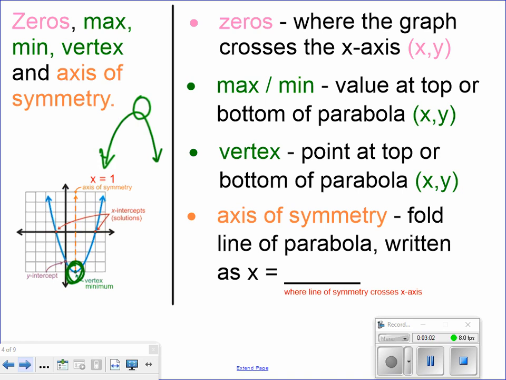Your axis of symmetry, this is the fold line. This is the line that makes your graph symmetrical, so it looks the same on both sides. Your axis of symmetry, your fold line, is going to be through your vertex, so it's going to be written as an equation because it's a line. So it's going to be your line of symmetry. All lines are represented as equations. So it'll be an x equals, and it's x equals wherever it passes through on the vertex. So if you look at the x-coordinate on your vertex, your axis of symmetry will be x equals that number.